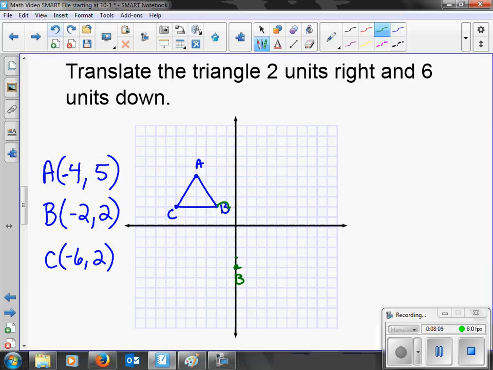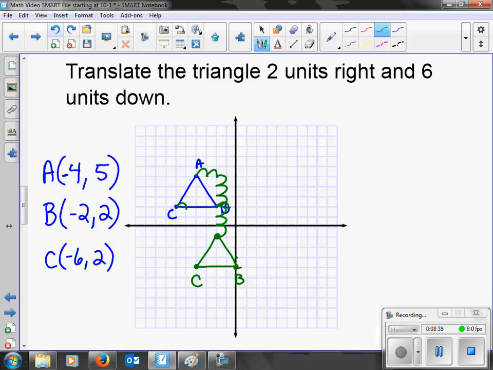All right. C is 2 units to the right. 1, 2, and then 6 units down. 1, 2, 3, 4, 5, 6. Okay, 6 units. That's C. All right, and then A is 2 units to the right, 1, 2, and then 6 units down, 1, 2, 3, 4, 5, 6. You just count, and that's A.